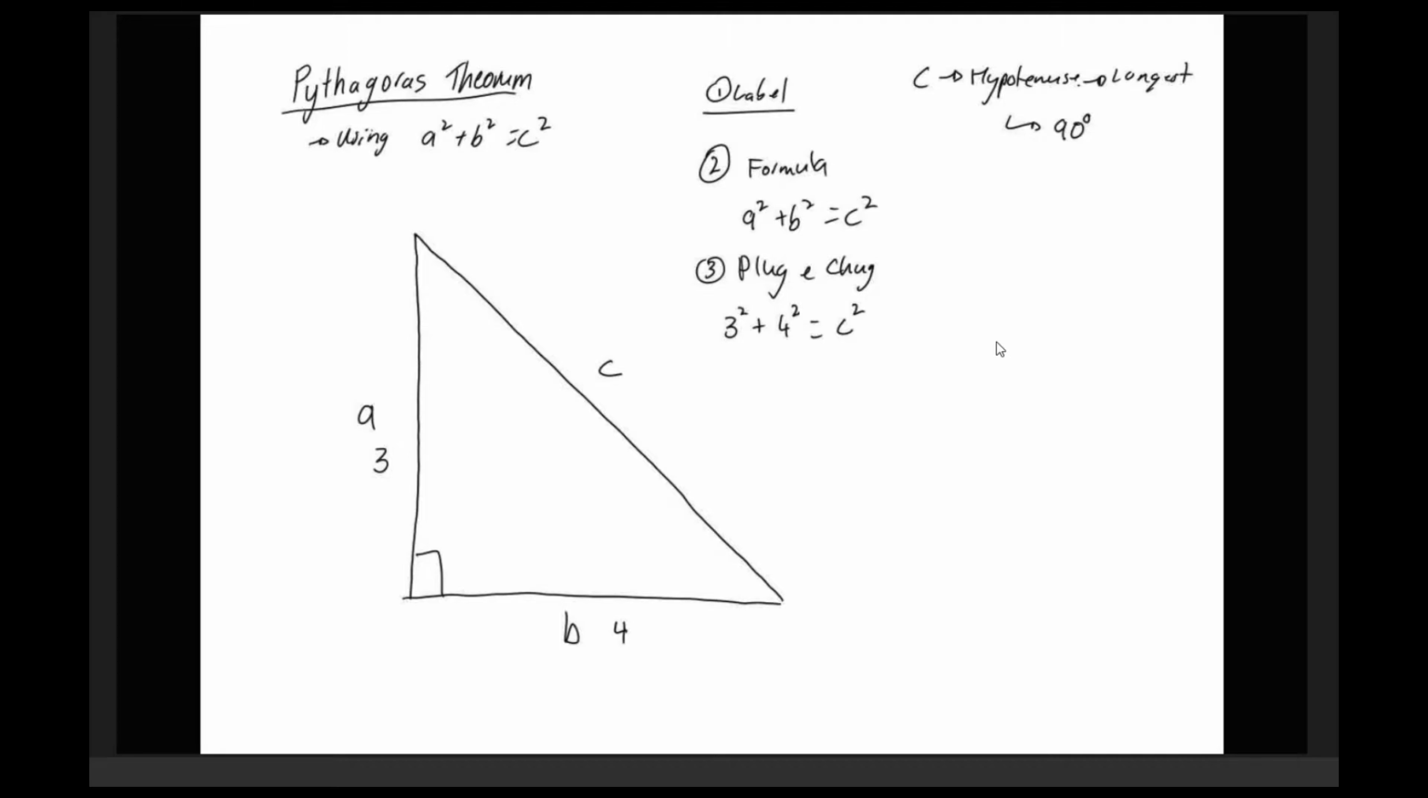So 3 squared is 3 3s are 9, plus 4 4s are 16 equals c squared. This is going to equal 25 equals c squared. And to get rid of the squared, we square root one side. So we're going to square root 25 equals c, which means 5 equals c. And we have just found the length c as 5. Let's do one more example.